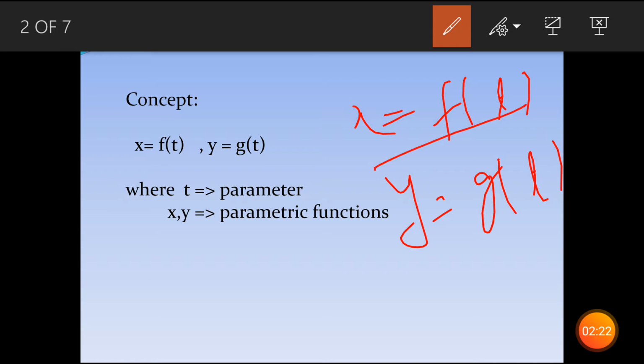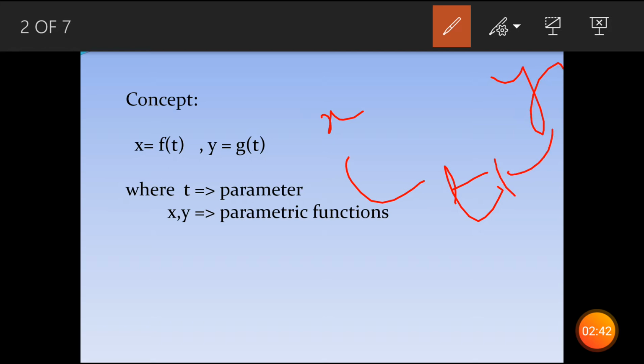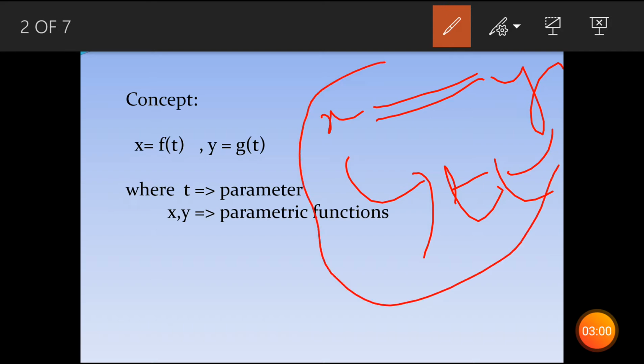So in such kind of thing, x is having a relationship with t and y is also having a relationship with t. It means both are having a relationship with t, but they are not directly related. So x is related to t and y is also related to t. So they are indirectly related because both are in relationship with t. So there is some relationship between them also. You can say they are not directly related, but they are indirectly related. When such a situation is there, we say the equations are in parametric form.